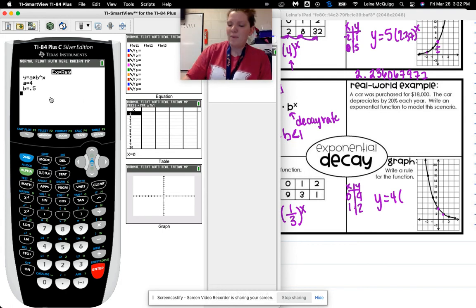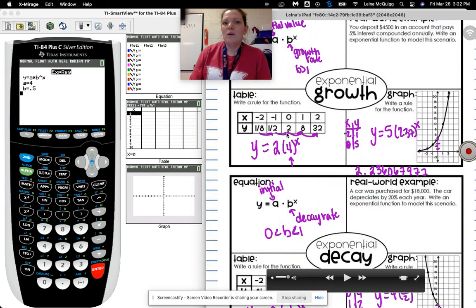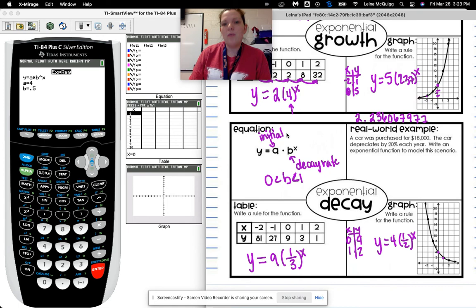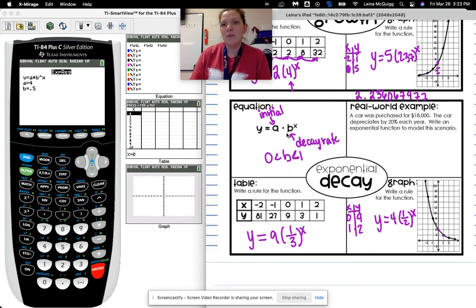All right, so it tells me my a value is 4, my b value is 0.5. 0.5 is the same thing as 1/2 raised to the power of x. 1/2 is smaller than 1. This is decay. Okay, so when we have growth, my b value is bigger than 1. We have decay, my b value is between 0 and 1, and now we've seen that in all these cases.